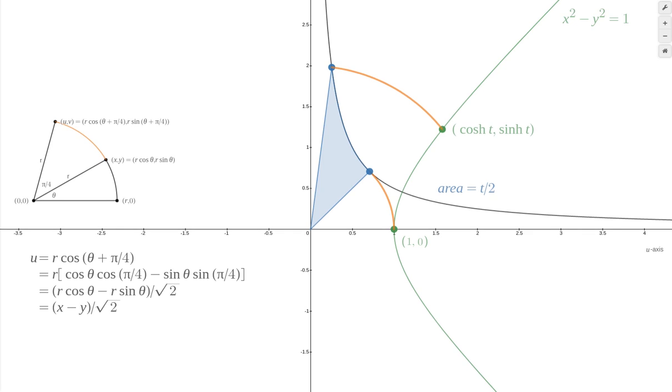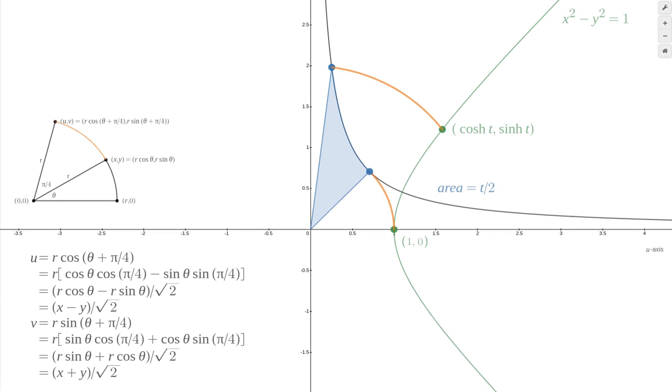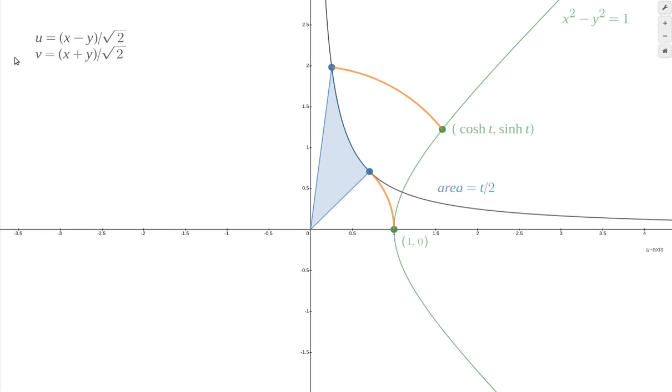We can do the same thing to find the v coordinate, the vertical coordinate. In this case, v is r times sine of the sum of the two angles, and we use trig identities and computation and find that v must be (x plus y) over square root of 2. Alright, so let's record those two results up top so we can reference them. And let's go ahead and apply them to the points we see on the screen.